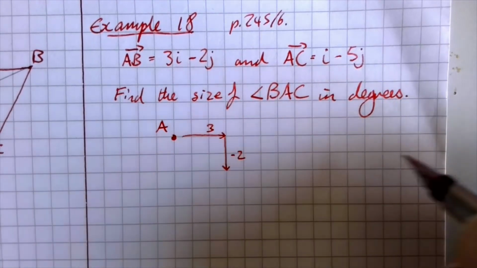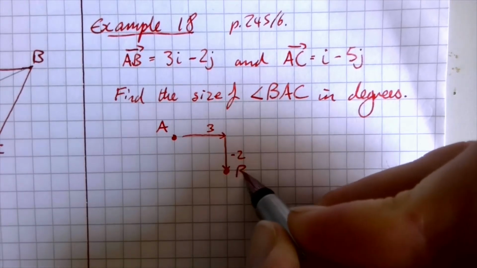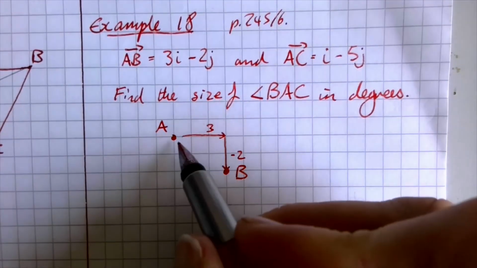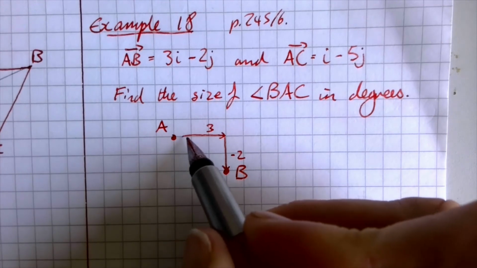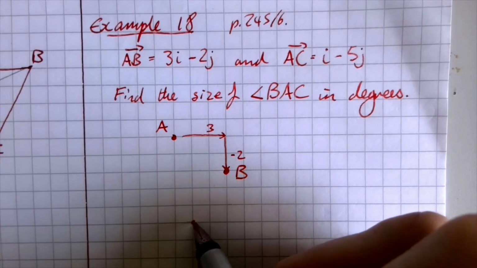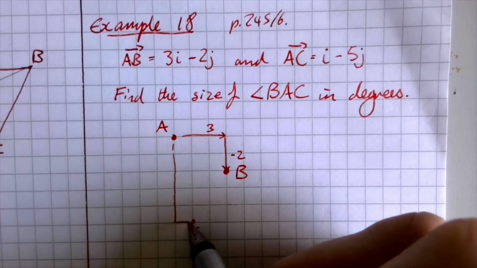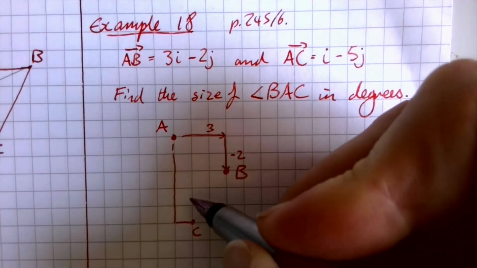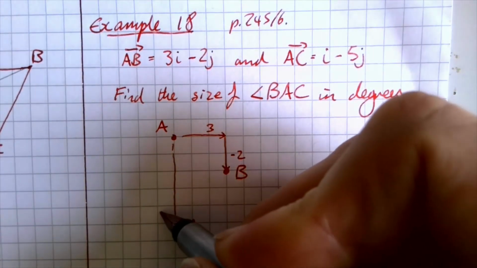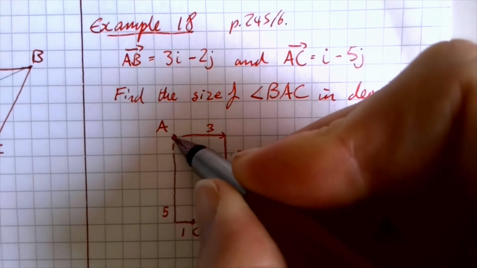So that's my minus 2. But that just means that length is going to be 2, and that gets me to B. Then A to C is 1 to the right, and then 5 down. 1, 2, 3, 4, 5. So I think I'm going to draw that so that I've got some right angled triangles that don't get in the way of my main triangle. I'm going to draw it like that, so it's going to say 5 there and 1 there. The negative doesn't really matter now.